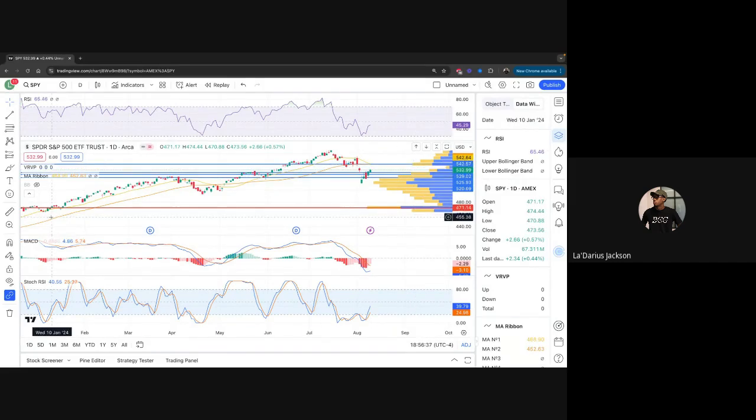Let me see. I got a question in the chat. The SPY may be in a 1 or 3 moves down, aka 3 strikes to the bottom. It's possible. It's possible.